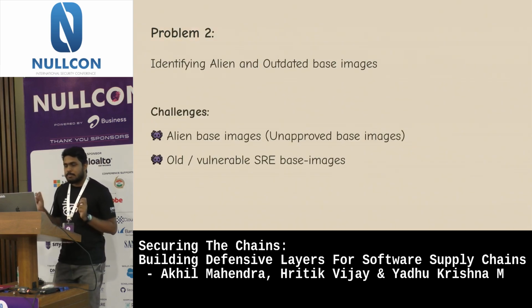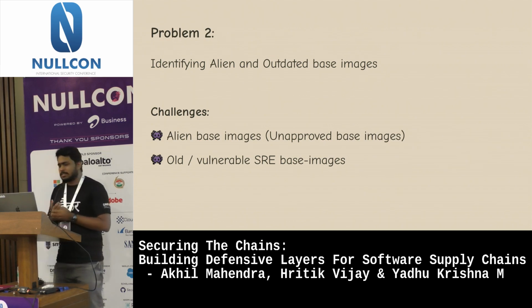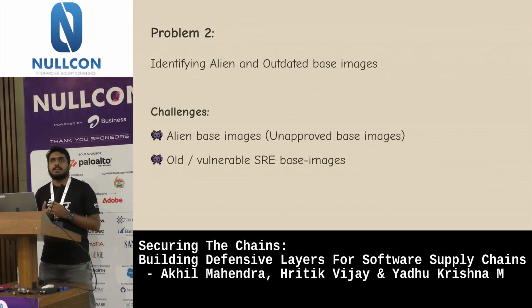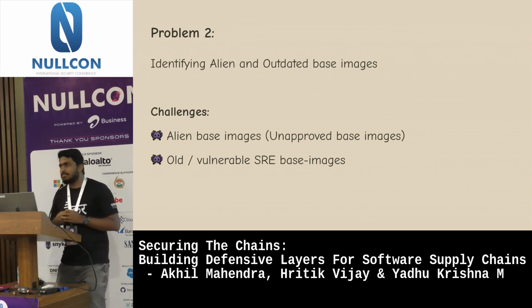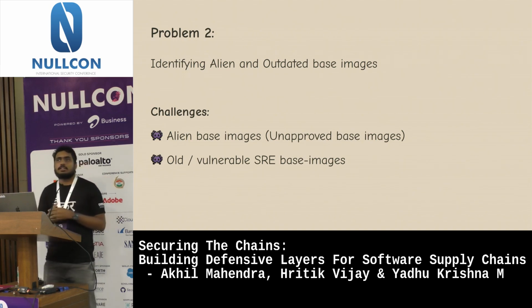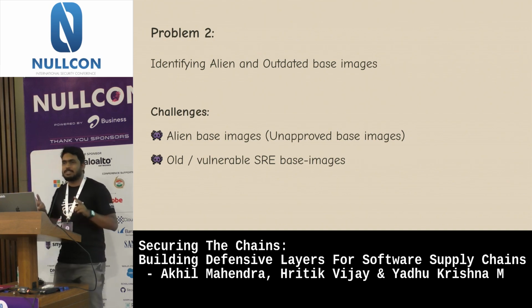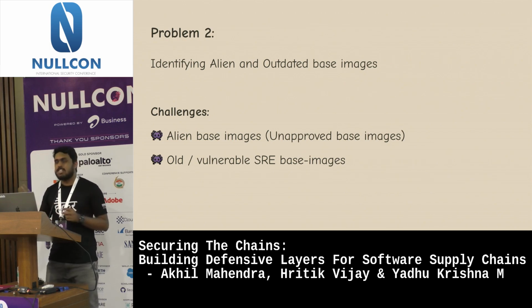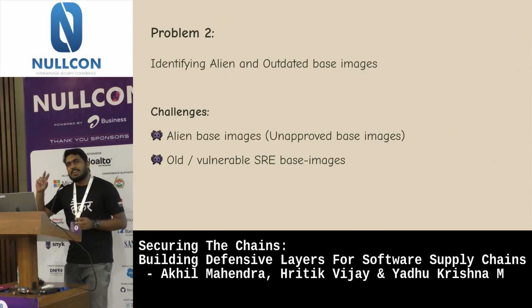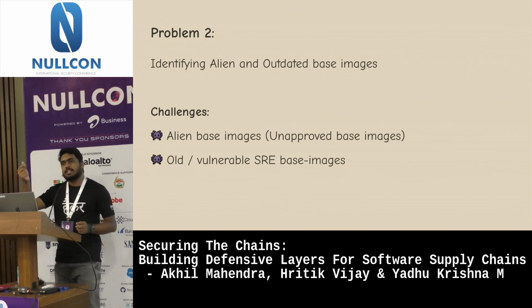Now we were given a problem to identify alien and outdated images. Alien base images are unapproved base images, could be something outside the org. Let's say I use some Python base image which is outside the control of DevOps. That is a problem. And the second problem is a vulnerable version of the base image. The DevOps team has fixed some vulnerabilities, but the developer has to upgrade that version in the base image also. So that is another challenge.